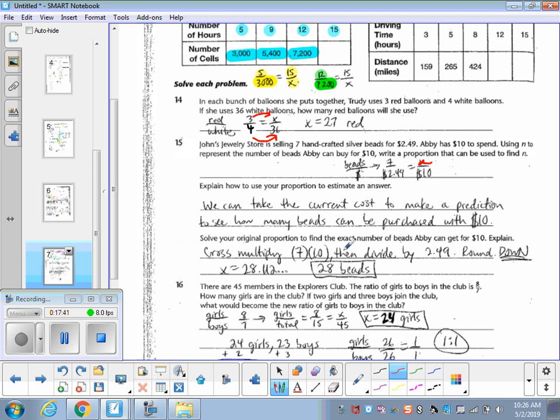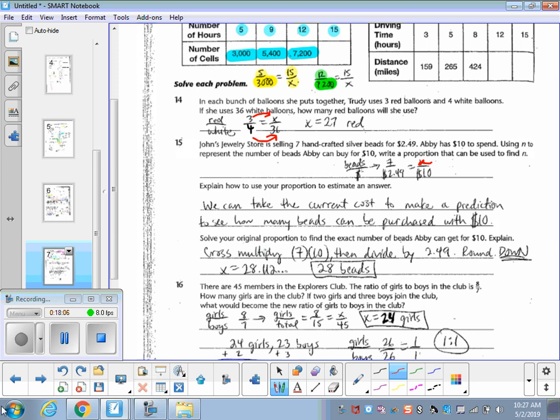So now, to explain what we're getting ready to do, we just cross multiply the 7 times the 10, and then we divide it by the $2.49. Now in the calculator, we're going to get like a 28.112. And the reason we want to round down here is because that means she'll be able to afford 28 of the beads. If we round up to 29 beads, she wouldn't have enough money for that.